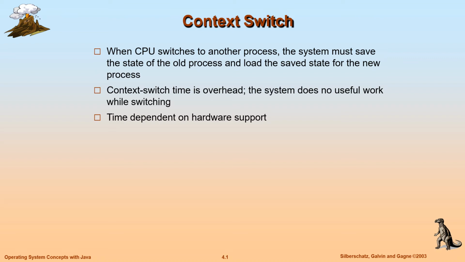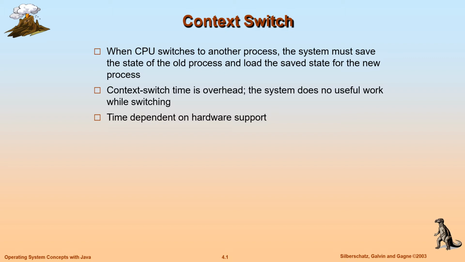The CPU switches between process to process. Suppose the CPU is executing a particular process and an interrupt occurs. The context of that process is saved in the process control block, and the CPU switches to another process. This is called context switching.